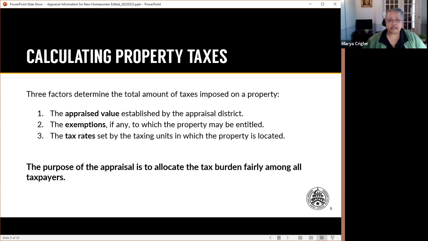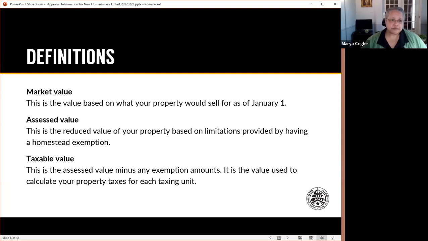The purpose of the appraisal is not to determine what your total tax burden is going to be, but to allocate that tax burden fairly amongst all taxpayers based on the relative value of their individual properties. It's important when we talk about appraisal and the work that the appraisal district does that you know there are 3 different types of values that are determined by the appraisal district.